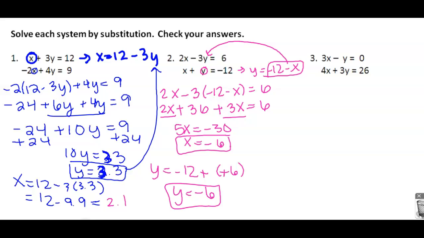In number 3, I would solve for y. Otherwise, you're going to have a fraction. So in 3, I would solve for y. So I have no fractions. So I just add my y to the other side so that I had 3x equals y.